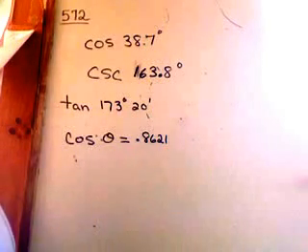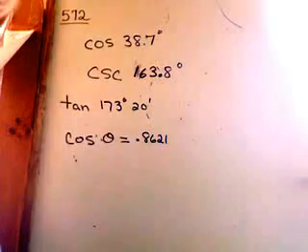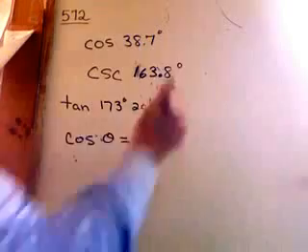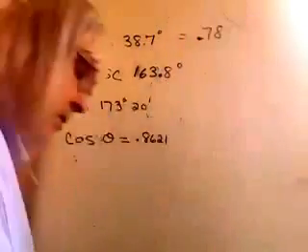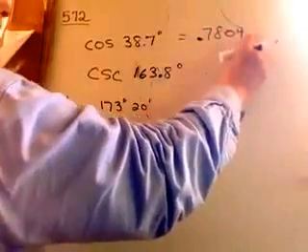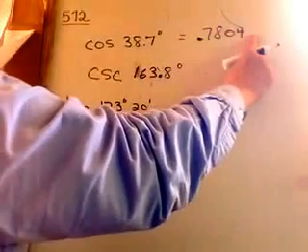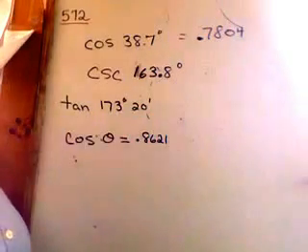So then just hit the cosine button and then do 38.7, and when you get your answer, I want a 4-digit answer. So the answer should be 0.7804. Look at the fifth number and see what it is. Mine was 78043, so I round that and call it 0.7804.